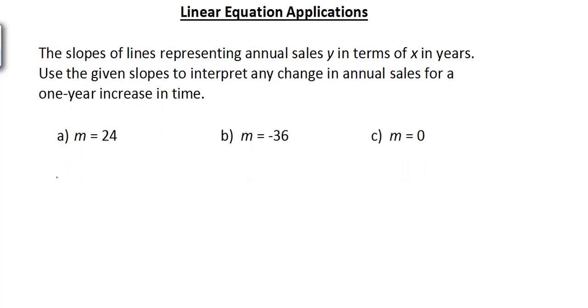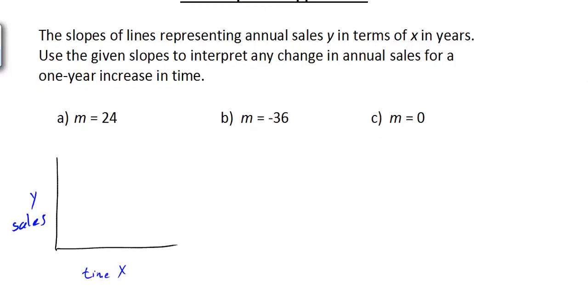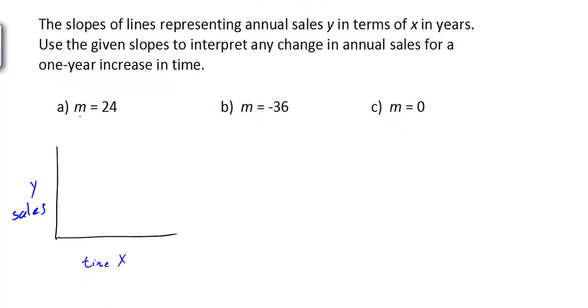So if we look at this graphically, this is our y-axis and this is our x, and y is representing our sales and x is representing our time based on years. For part A, we have a slope of 24. I'm just going to randomly pick some point here, let's say this is 4, and this 4 is representing the year 2004. And then if we want to go from 2004 to 2005, then we would use 5 here to represent 2005.